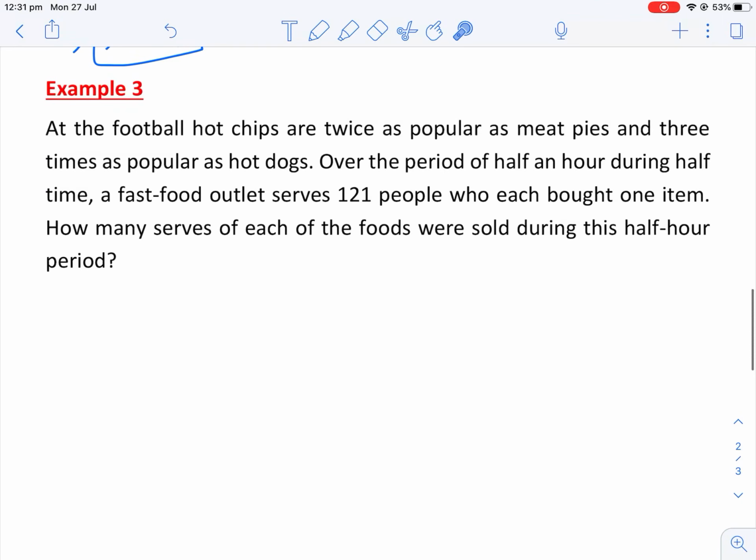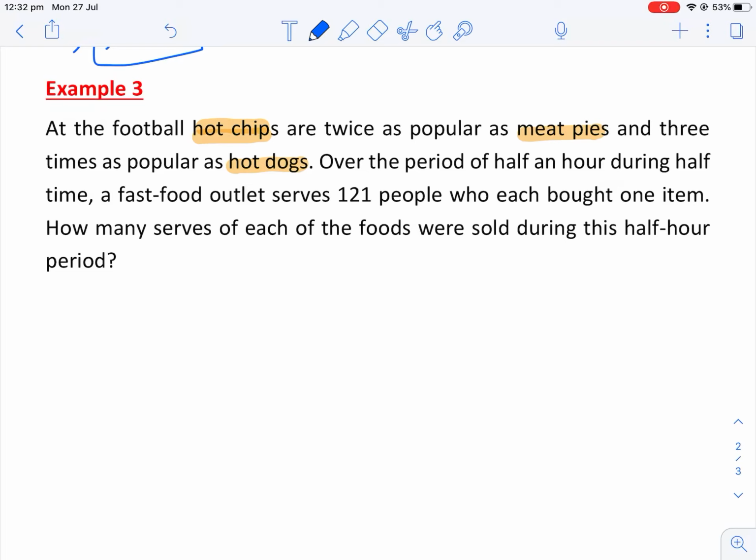Now move on, example 3. At the football, hot chips are twice as popular as meat pies and 3 times as popular as hot dogs. Over the period of half an hour during halftime, a fast food outlet serves 121 people who each bought one item. How many serves of each food were sold during half an hour? So when you read this question, you know that we have 3 unknown numbers: the number of hot chips, the number of meat pies, and the number of hot dogs.